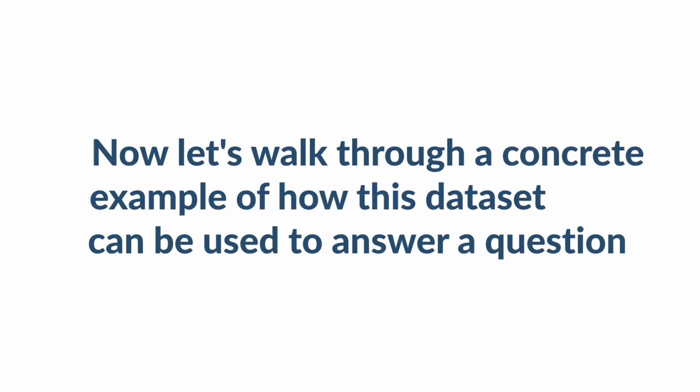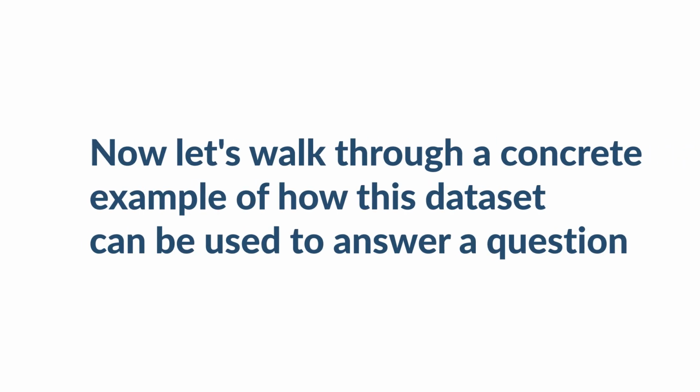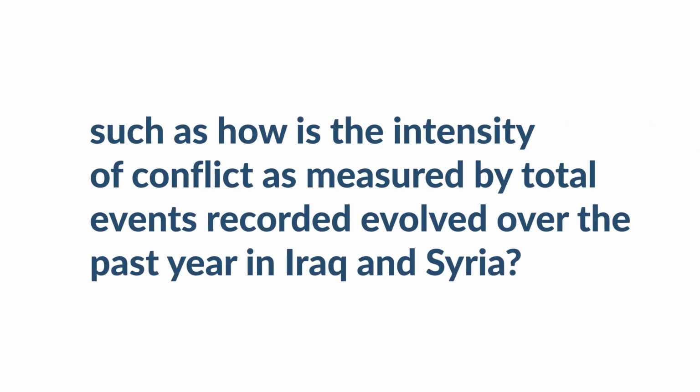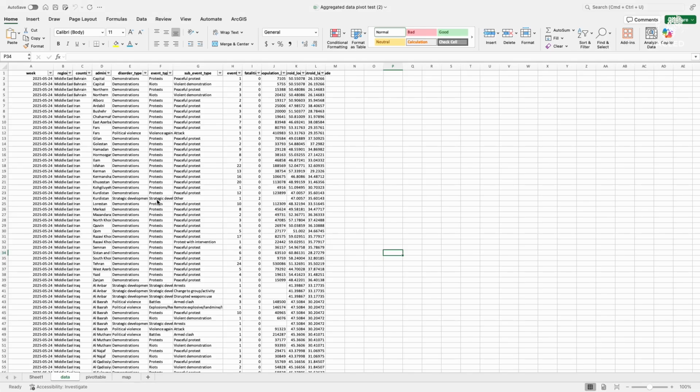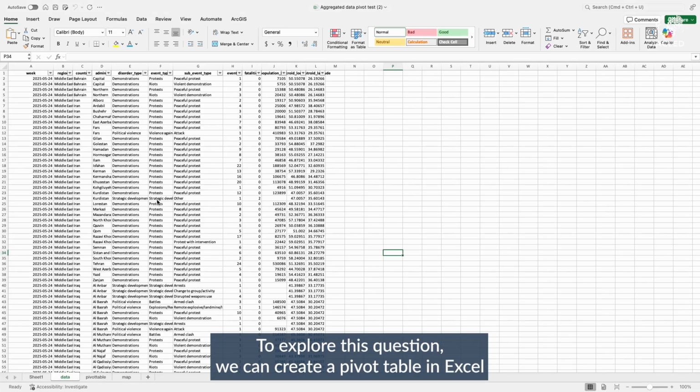Now let's walk through a concrete example of how this dataset can be used to answer a question, such as how has the intensity of conflict, as measured by total events recorded, evolved over the past year in Iraq and Syria? To explore this question, we can create a pivot table in Excel that compares weekly event counts in each country over the past year.